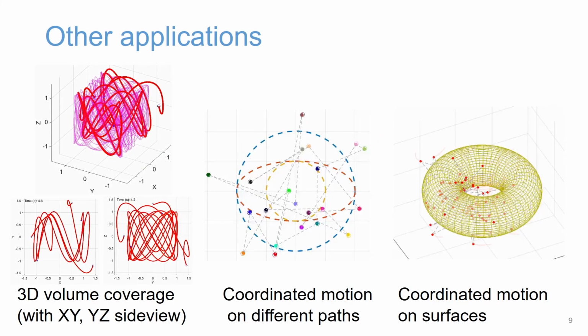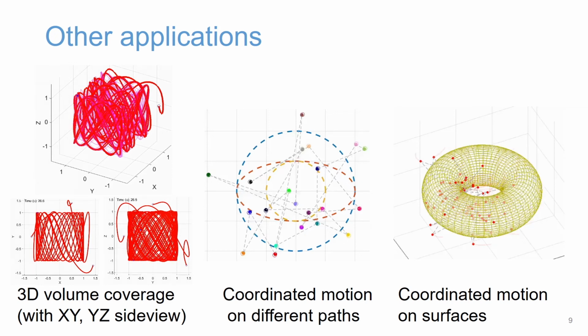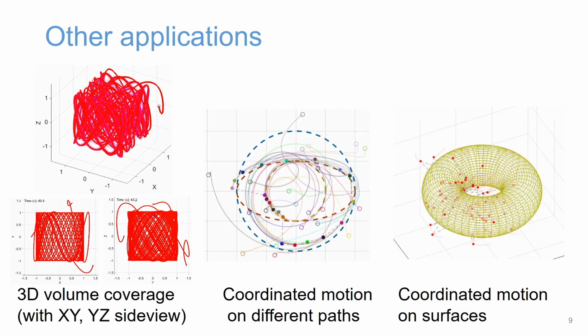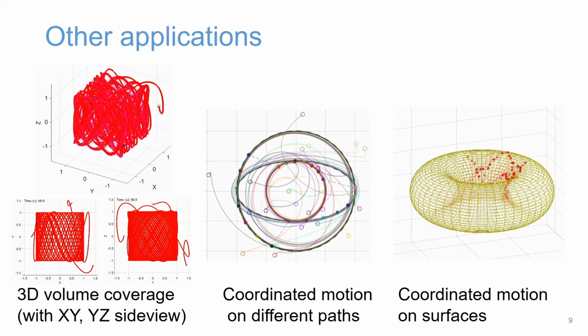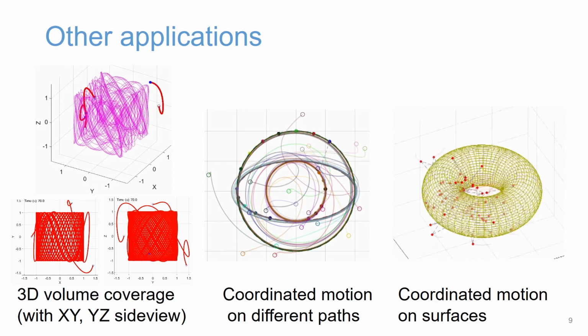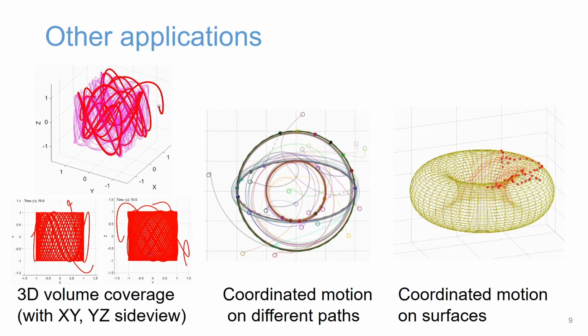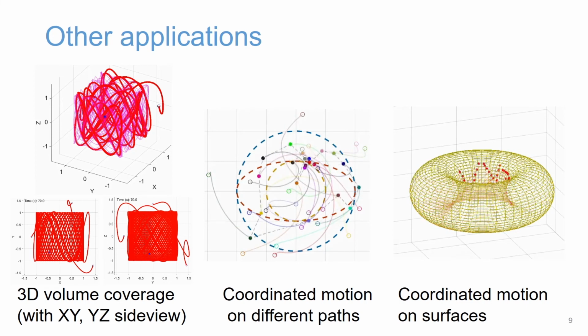Another application is covering a 3D volume. Here, the magenta curve is the desired path, a Lissajous curve with irrational coefficients. It is open but bounded in a cube. Therefore, the robots can cover completely the cube. The second application is coordinating robot motions on different desired paths using the path parameter. We can further extend our algorithm to enable robots to converge to any surfaces and coordinate their motions. In this video, 67 robots form a pattern and also maneuver on the torus.